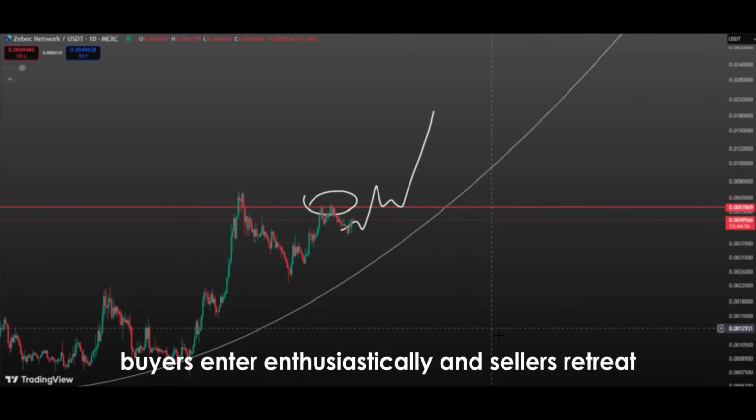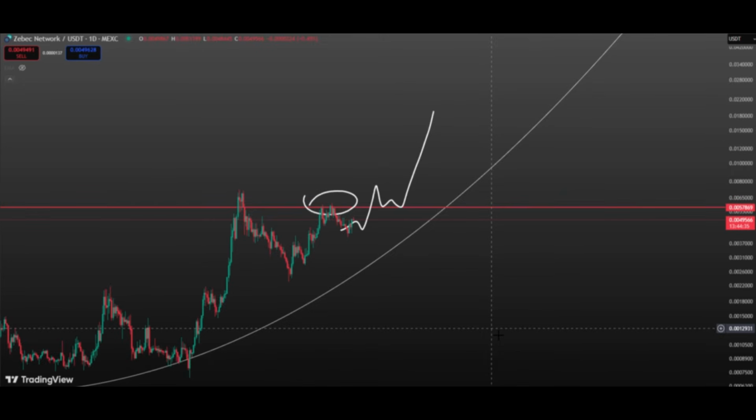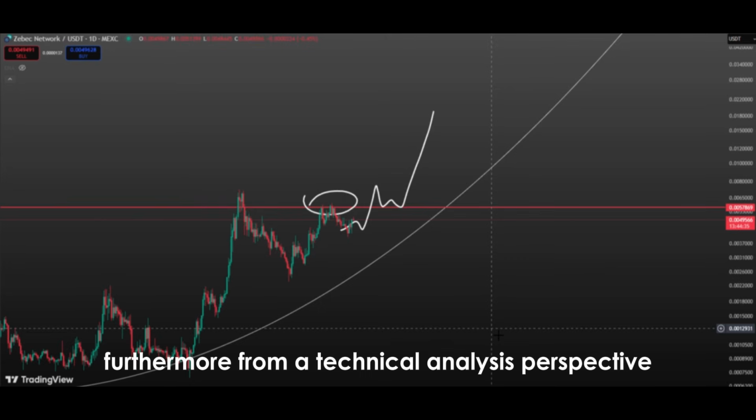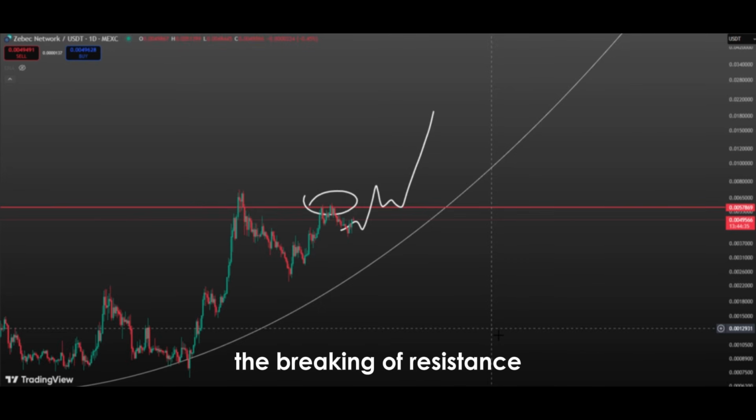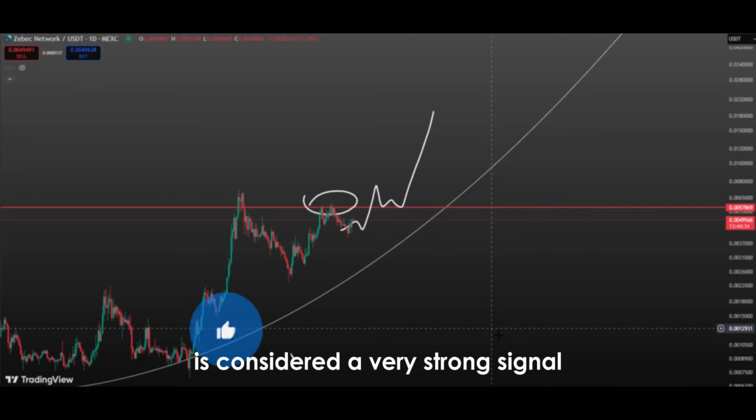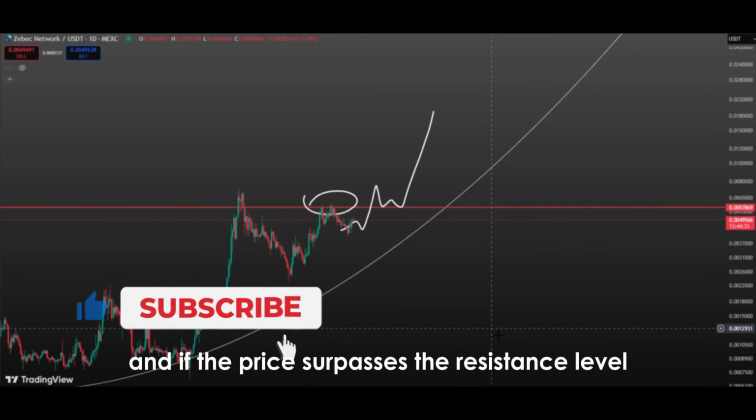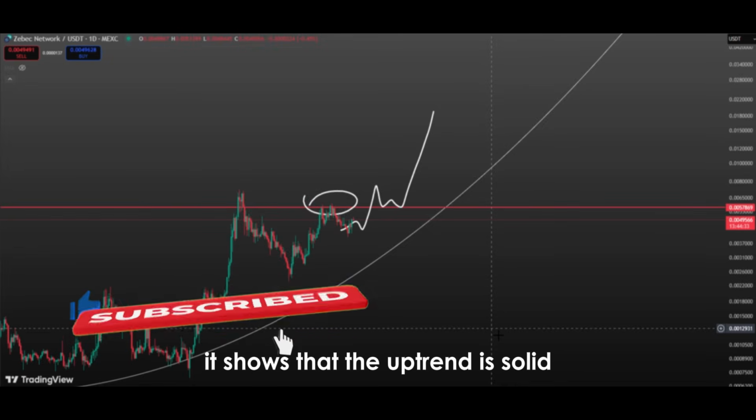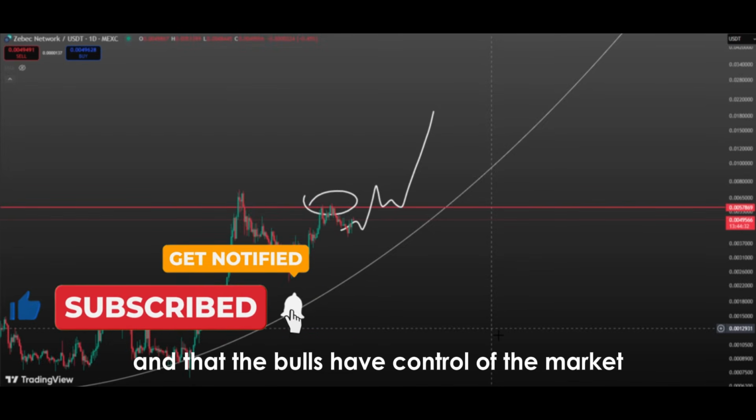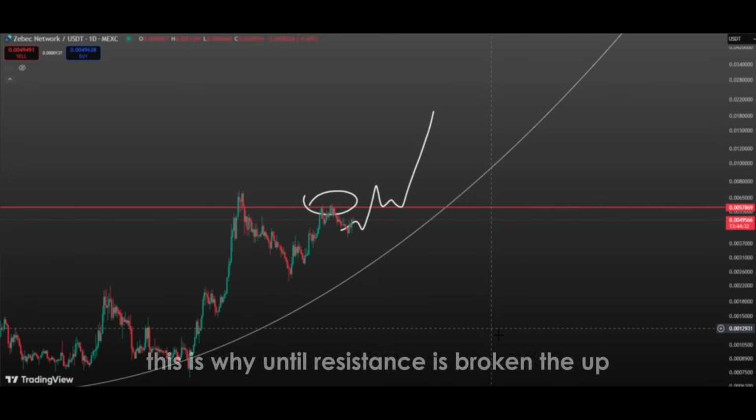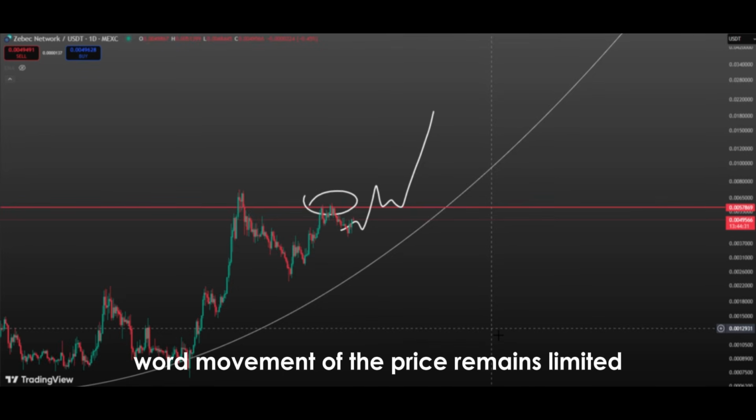Buyers enter enthusiastically and sellers retreat. Furthermore, from a technical analysis perspective, the breaking of resistance is considered a very strong signal confirming the continuation of the trend. If the price surpasses the resistance level, it shows that the uptrend is solid and that the bulls have control of the market.